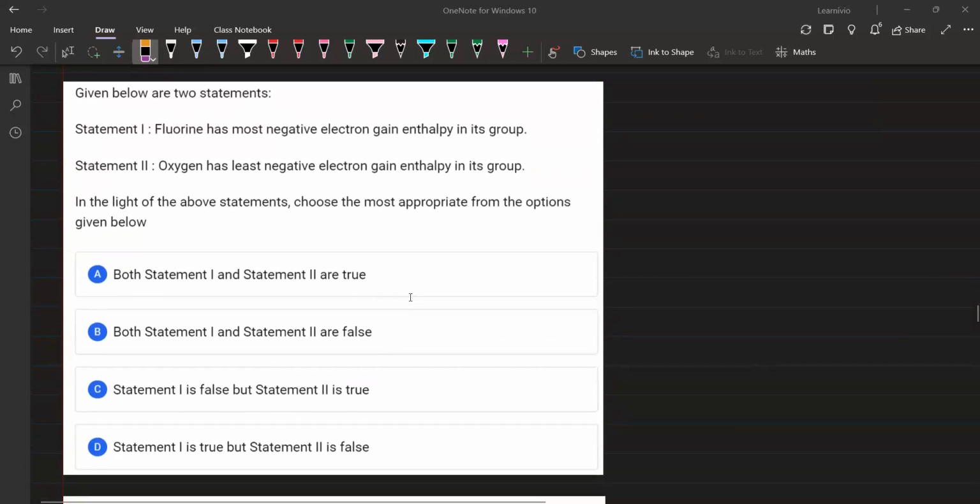Look, fluorine has come again. Fluorine has the most negative electron gain enthalpy in its group. True or false?